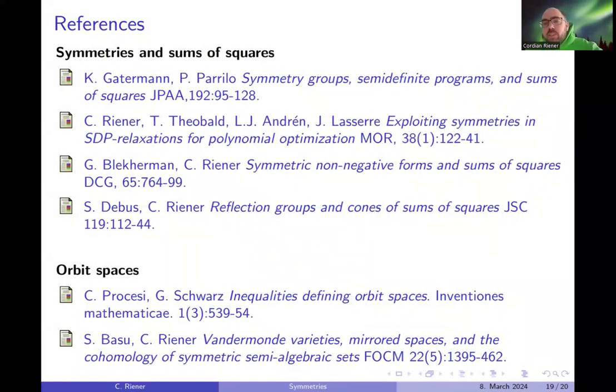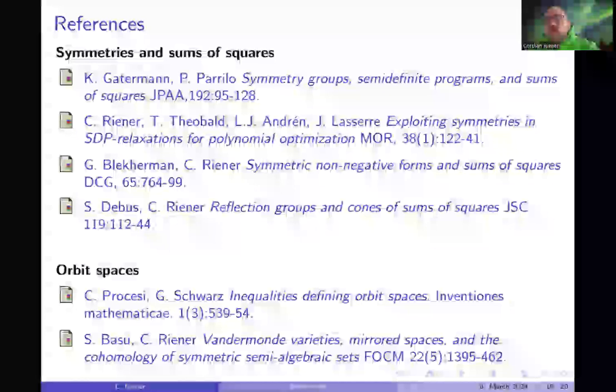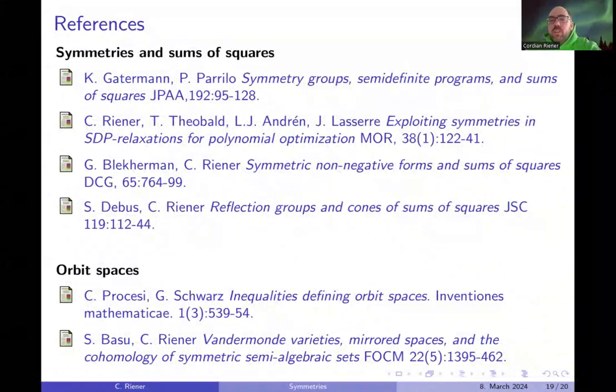I mean, at least the result that it contains can be very helpful also in an applied setup when you're working with real symmetries. And lastly, this conjecture that I mentioned is briefly discussed in this paper together with Saugata Basu, where we use these Vandermonde varieties, mirrored spaces, and the cohomology of symmetric semi-algebraic sets. That's where we use this to efficiently compute all this setup.